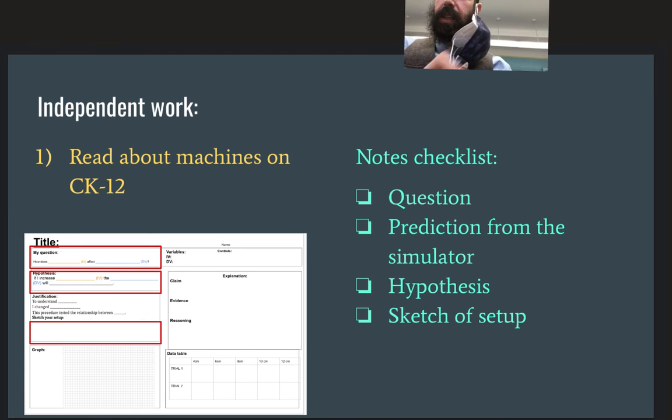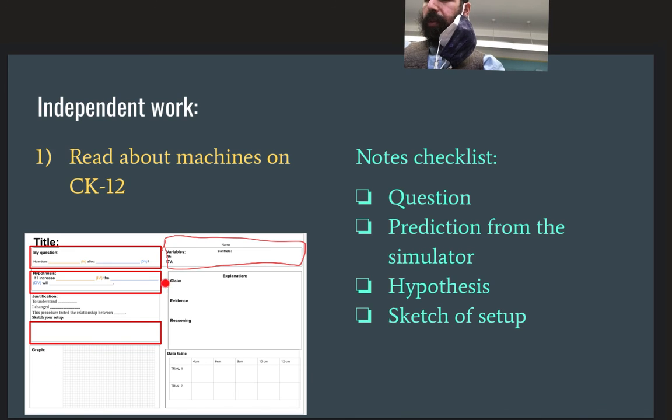Congratulations, you've completed today's lesson. You have homework. Complete the reading about machines on CK12, and then look at how much progress you've made on your lab report. You wrote out a question and a hypothesis, and you sketched the setup. You even figured out your variables. Tomorrow, you're going to collect your data and make your graph. You'll even be able to write a claim with evidence. Friday, we will work on the reasoning.